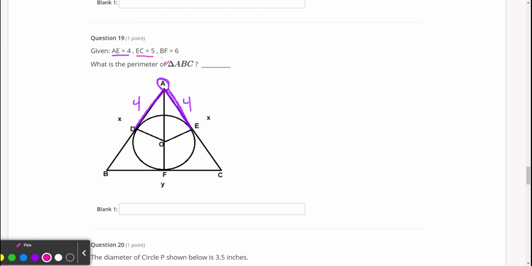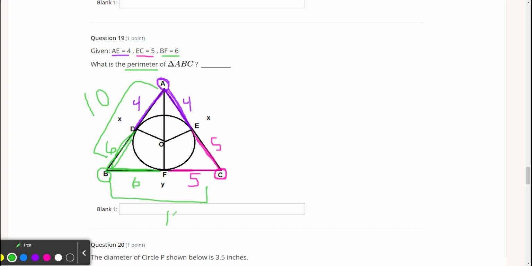And then EC is 5. So the other segment that touches C is this one. So this one's 5. And then BF is 6. So if BF is 6, what other segment is 6? BD. So then it says, what's the perimeter all the way around the triangle from A to B to C? What's this whole side? That's 10. This is 11. And this is 9. Yep.